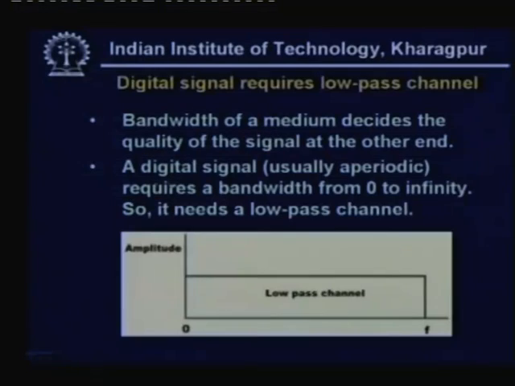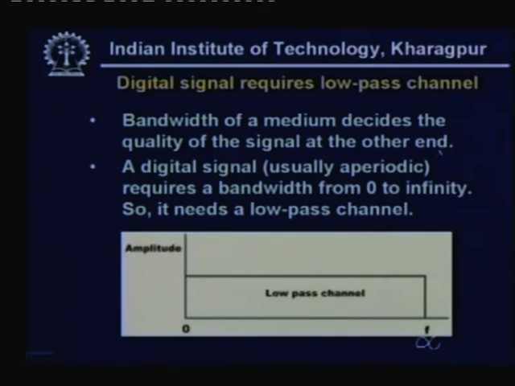And as we know, a digital signal is usually not periodic in nature, and that requires a bandwidth from 0 to infinity. So it needs a low pass channel. Low pass means starting from 0 to F. So you require a channel which will not attenuate starting from 0 frequency, that means DC, to almost infinity, a very high frequency, if we want to send all the frequency components of a digital signal. So bandwidth of a medium decides the quality of the signal at the other end.